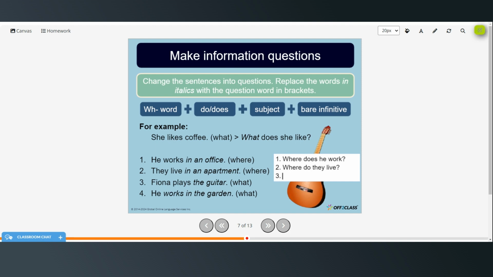Number three, Fiona plays the guitar. So what is going to replace the guitar? So what does Fiona play? Fiona plays the guitar.